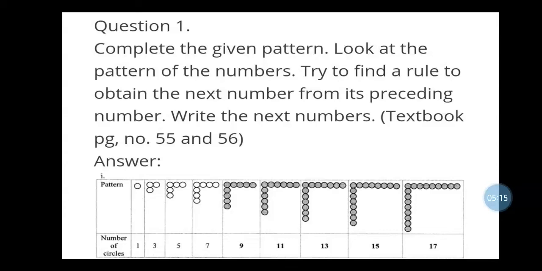Question 1. The pattern is given and the number of circles you need to write. Number of circles are 1, 3, 5, 7, and we need to fill the boxes. 1 and 3 you can see. So 1 plus 2 will get 3. 3 plus 2, 5. 5 plus 2, 7. 7 plus 2, 9. 9 plus 2, 11. 11 plus 2, 13. 13 plus 2, 15. 15 plus 2, 17.